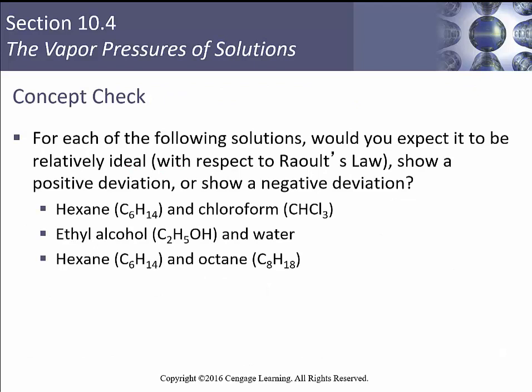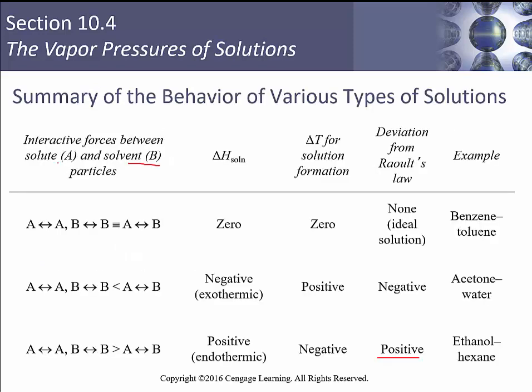So let's do a quick concept check. For each of the following solutions, would you expect it to be relatively ideal with respect to Raoult's law, show a positive deviation, or show a negative deviation? So let's do number one. Okay? Hexane and chloroform. Pause and think about it. Right? That's going to be an interaction where you've got something that is nonpolar and something that is polar. So we're going to be over here, right, where we've got an interaction like this. It's going to be a positive deviation.